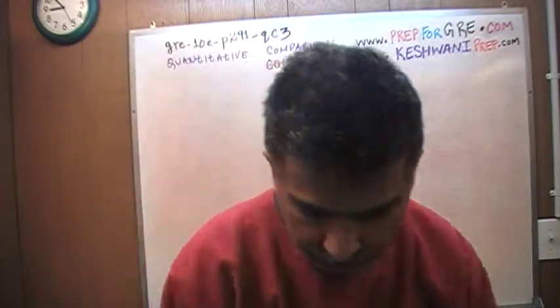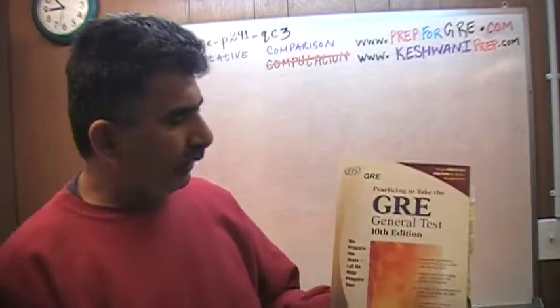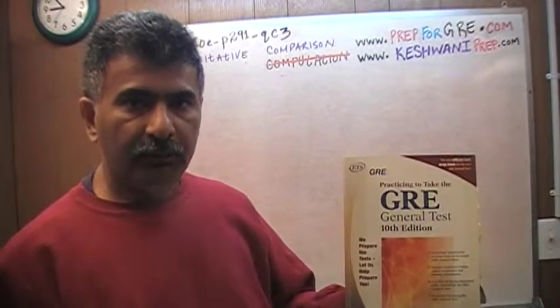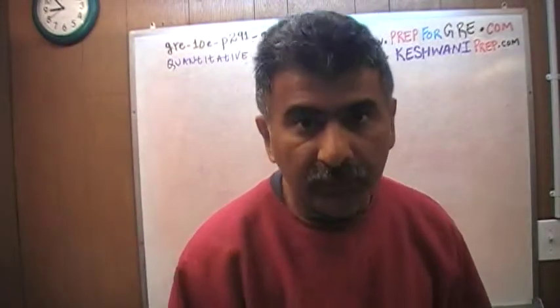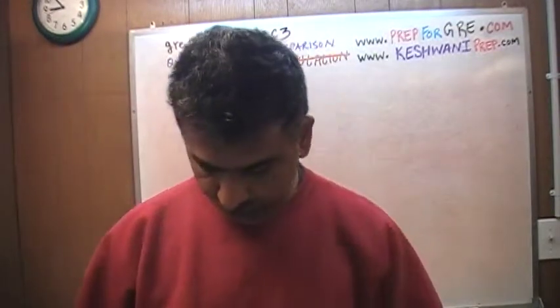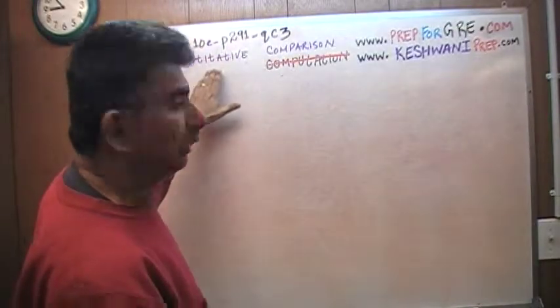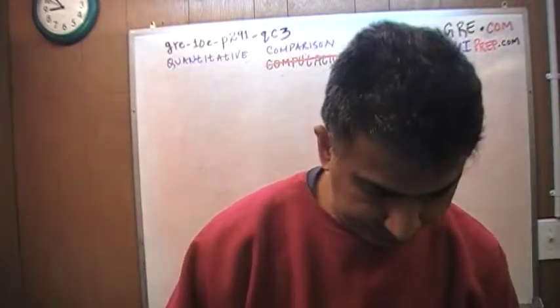I have been solving math problems for GRE out of this book here, practicing to take the GRE General Test, the 10th edition. If you do not own this book already, purchase one immediately. The problem that I'm about to solve is the one that you're going to find on page number 291, quantitative comparison question number 3. Let's take a look at it.